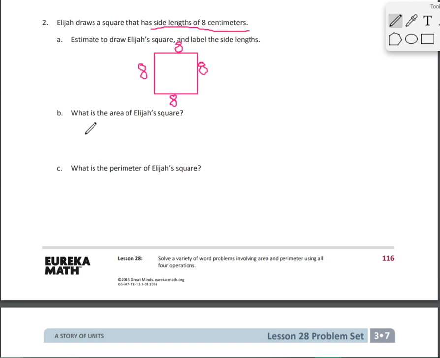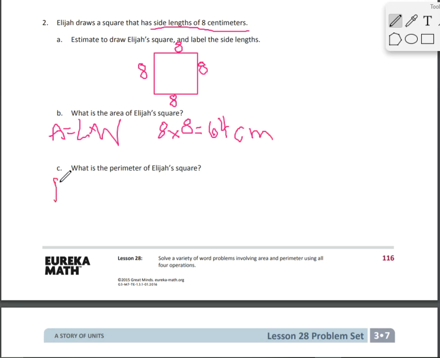All right, let's look at part B. What is the area? Again, our area formula, length times width. So that's 8 times 8. And 8 times 8 is 64. So it has an area of 64 centimeters.